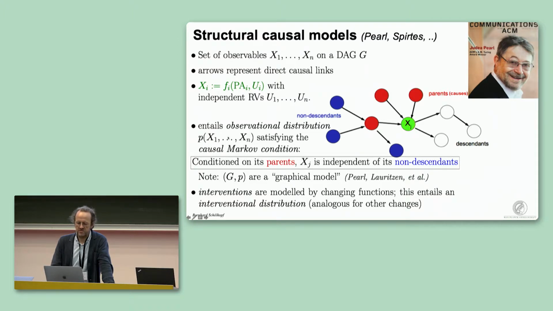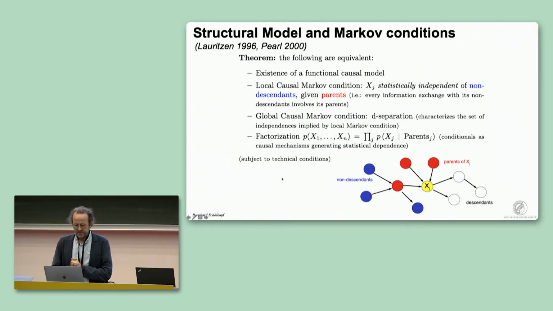For instance, replacing one function with a constant means setting that variable to a constant. And then we can do the same thing: we can compute the distribution that's implied by it, and we get a different distribution, one that corresponds to intervening on that variable. So that all follows directly. There's something called the do calculus of Pearl, which you can basically derive yourself just from that one insight.